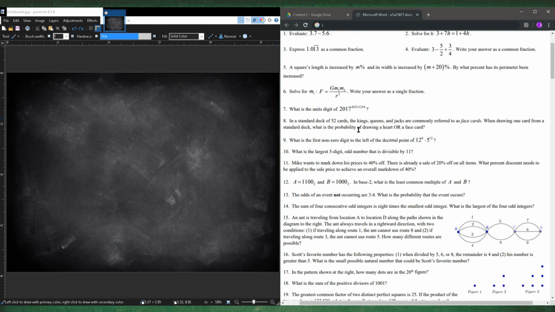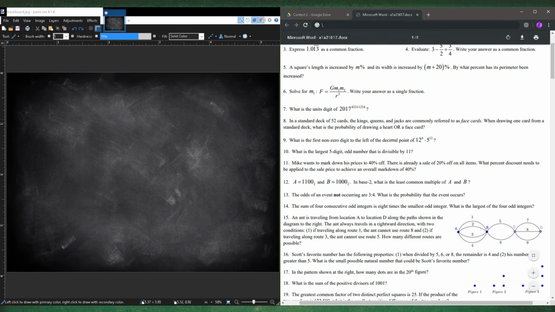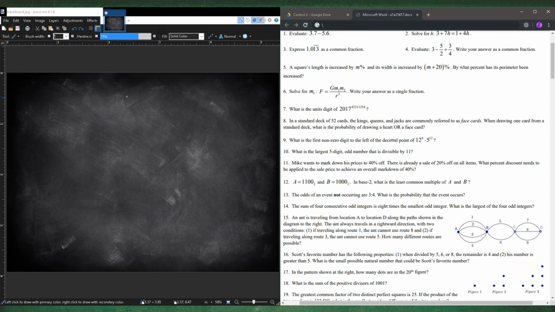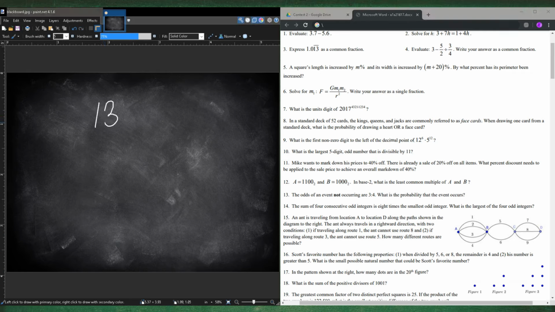Okay. Number 8. In a standard deck of 52 cards, the kings, queens, and jacks are commonly referred to as face cards. When drawing one card from a standard deck, what's the probability of drawing a heart or a face card? So first, the probability of drawing a heart. In a deck of 52 cards, there are diamonds, clubs, hearts, and spades. All 4 are even amounts, so 52 divided by 4 is 13. So you have 13 hearts.